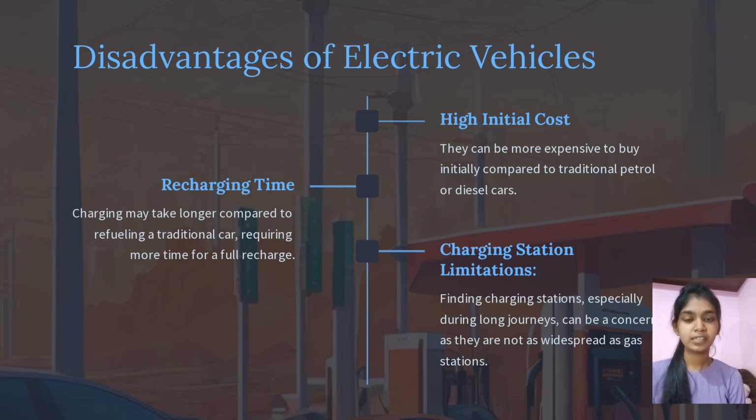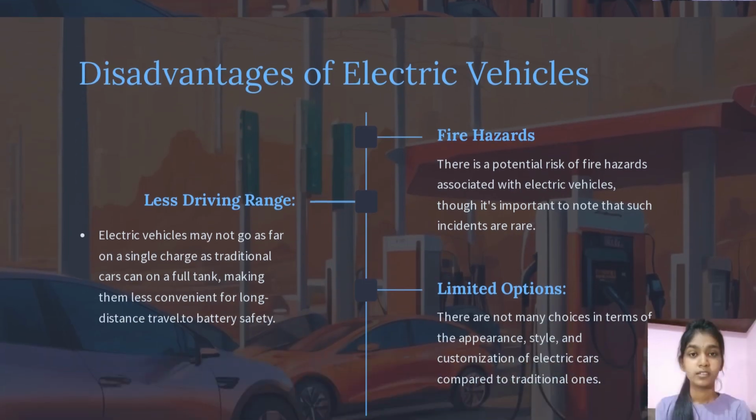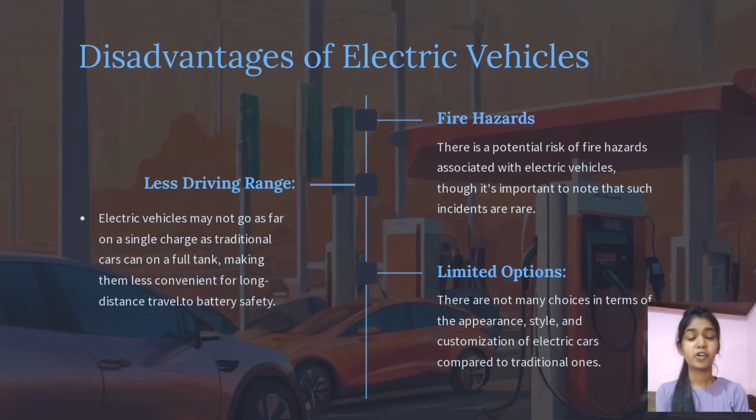And as people are less into electric vehicles, even charging stations are limited. Finding a charging station, especially during long journeys, can be a concern as they are not as widespread as gas stations. Fire hazards. There is a potential risk associated with electric vehicles, though it's important to note that such incidents of fire hazards are rare. And electric vehicles often have less driving range.